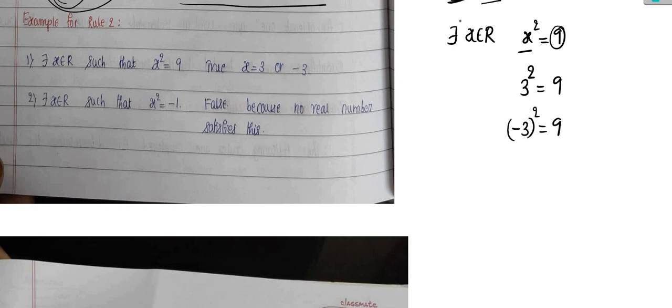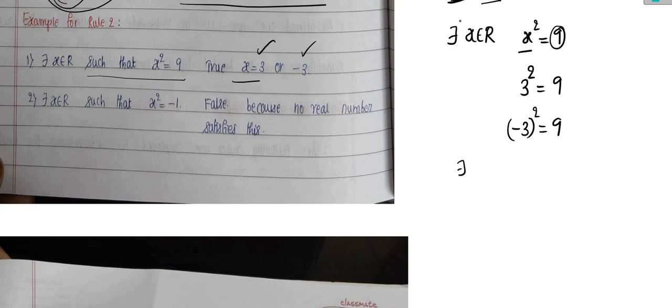So observe rule number 2. Here the symbol is there exist. x is a real number. Already you know the real number system. Here x square equal to 9 is there. So whenever we get 9 as answer, there are only two possibilities. One is 3 square, that is 9. Minus 3 whole square is also 9. That means the statement is true only when x equal to 3, x equal to minus 3.